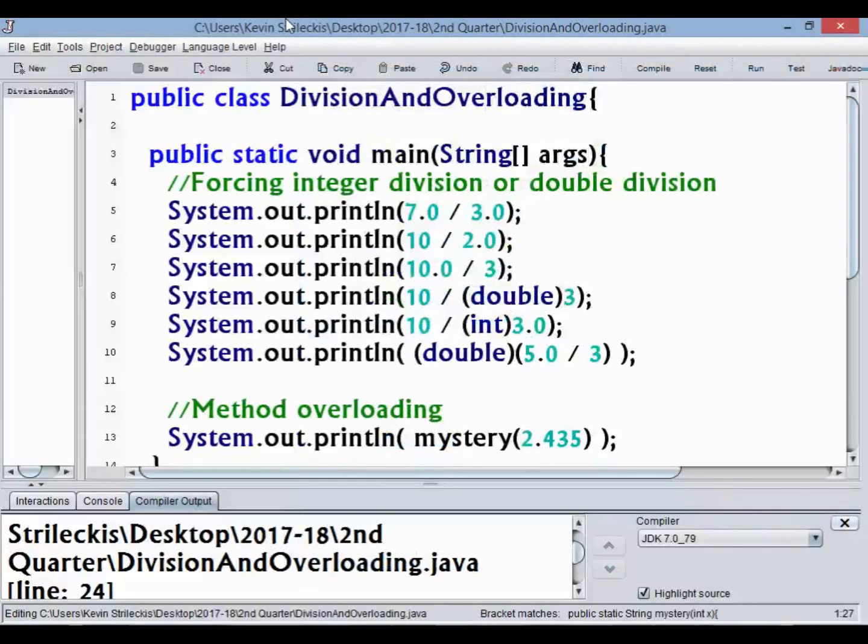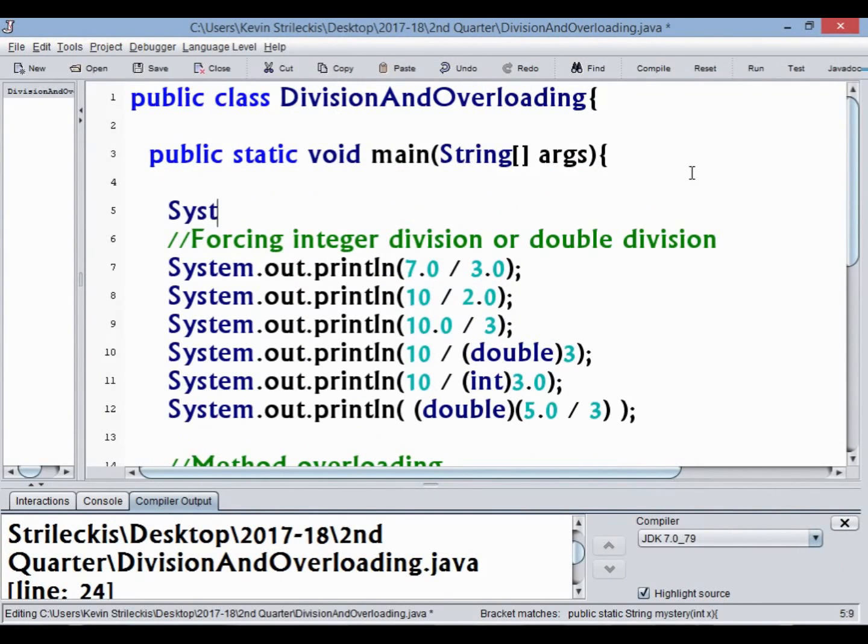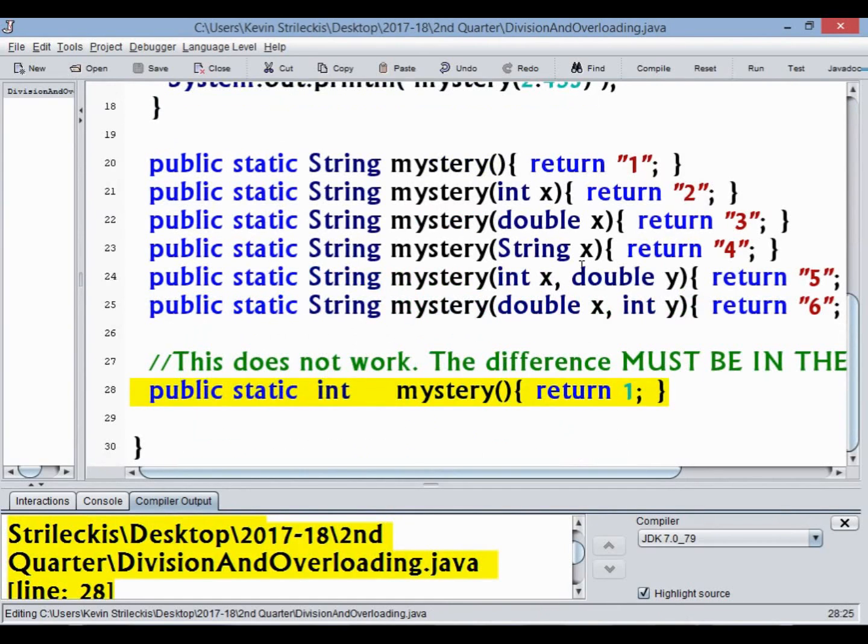All right, there we go. So, division and overloading works like this. First, division. You understand that integers are a thing, right? Good. Now, integers are numbers that don't have any decimals in them, right? Good. Now, we're going to ignore that line for a moment.